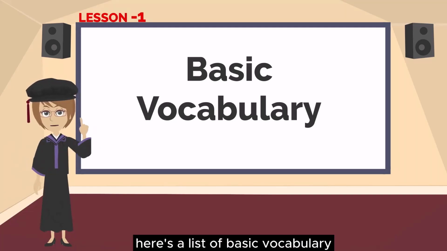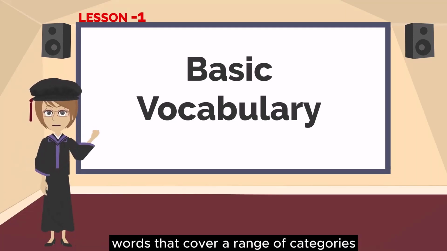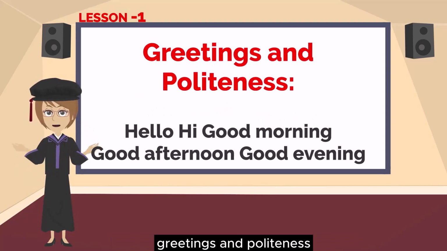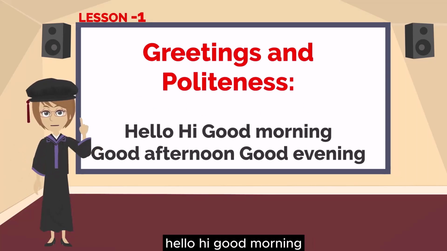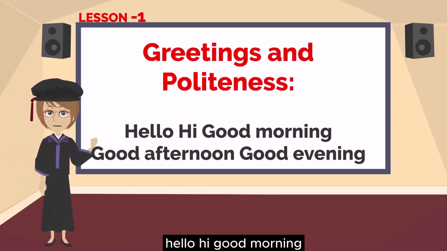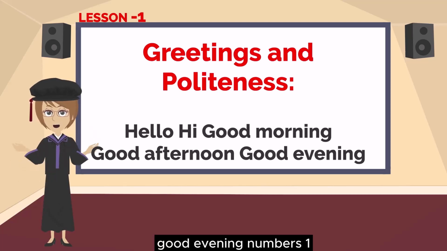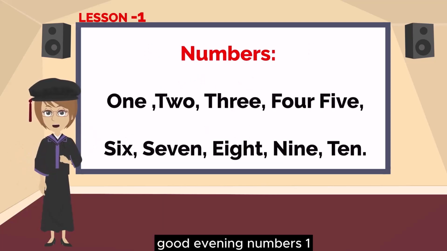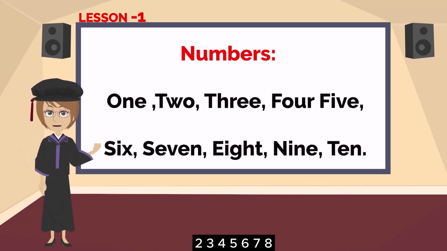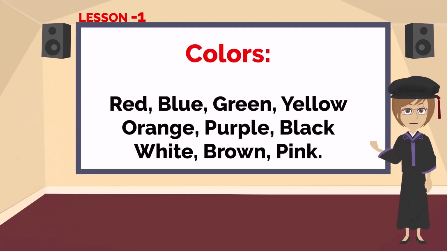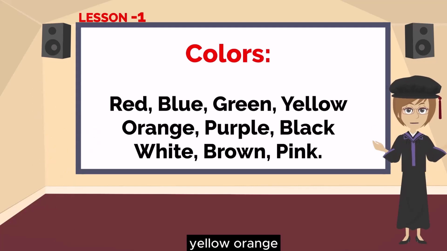Here's a list of basic vocabulary words that cover a range of categories. Greetings and politeness. Hello. Hi. Good morning. Good afternoon. Good evening. Numbers. 1, 2, 3, 4, 5, 6, 7, 8, 9, 10. Colors. Red, blue, green, yellow, orange, purple, black, white, brown, and pink.